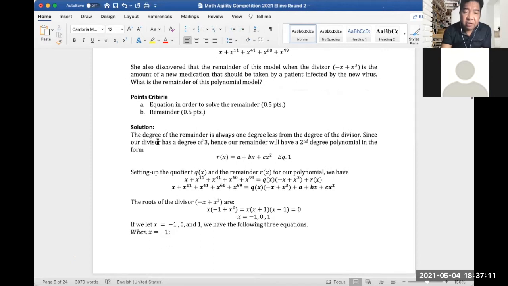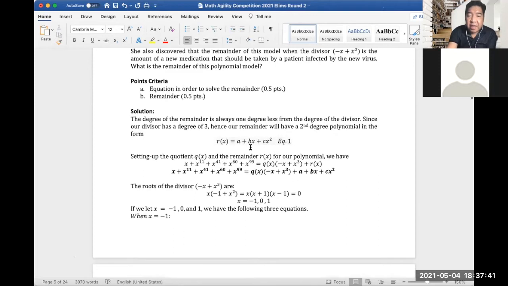So we know that the degree of the remainder is always at least 1 degree less than the degree of the divisor. Our divisor, negative x plus x cubed, has degree 3. The highest exponent of the variable x is 3. Hence, our remainder will have second degree, in this form: a plus bx plus cx squared. So that's what we're going to look for, a, b and c. This is a second degree polynomial. So that's our remainder. We set that up as equation 1, setting up the quotient q(x) and the remainder r(x) for our polynomial.